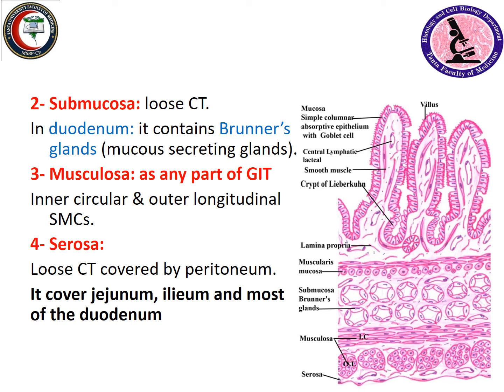Muscularis externa, as in any part of the gastrointestinal tract, is formed of 2 layers of smooth muscle cells, inner circularly arranged and outer longitudinally arranged. The serosa, the fourth layer, the outer layer, is formed of loose connective tissue covered by peritoneum. It covers the jejunum, ileum, and most of the duodenum.